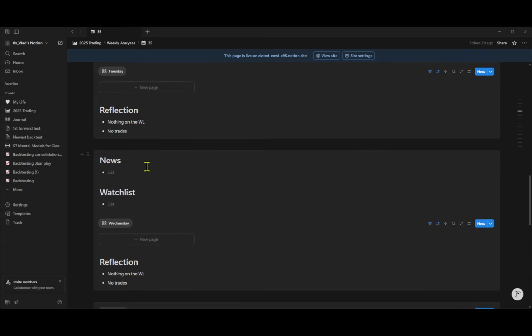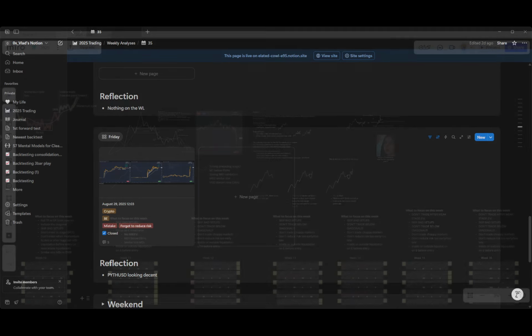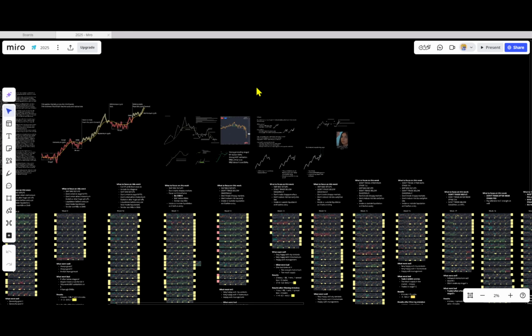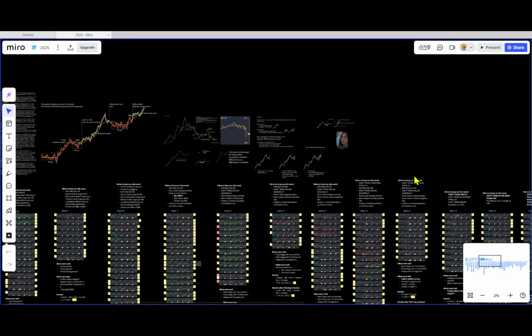Tuesday, nothing on the watch list, no trades. Wednesday, nothing on the watch list, no trades. Thursday, nothing on the watch list, no trades. And Friday, I was watching for PITE USD and ended up taking one trade. So I should have that over here as well in Miro. So let's take a look.